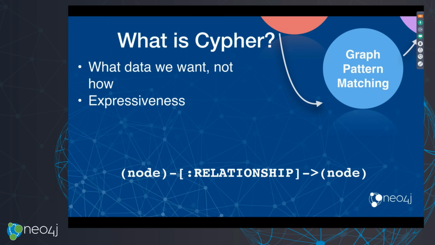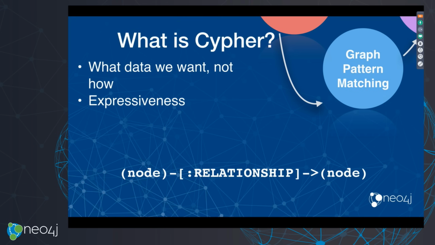Now, related to that is this concept of graph pattern matching. This is a big piece of what gives us the important expressiveness in Cypher. So nodes are defined within parentheses, relationships within brackets. That's the very basic graph pattern matching that we're talking about, where we define a graph pattern that we're looking for, and then it's up to Cypher to go find that in the graph.